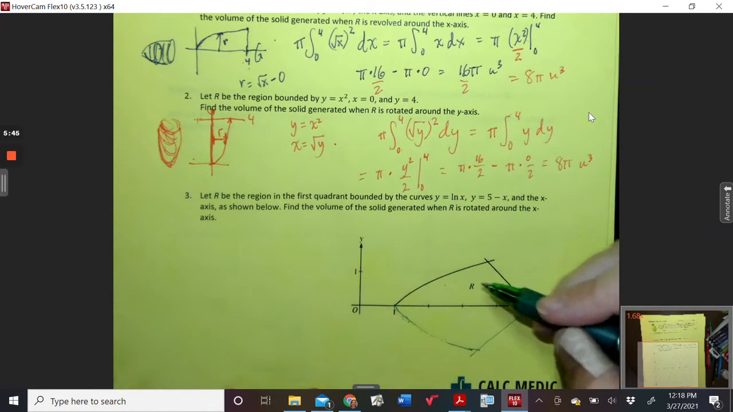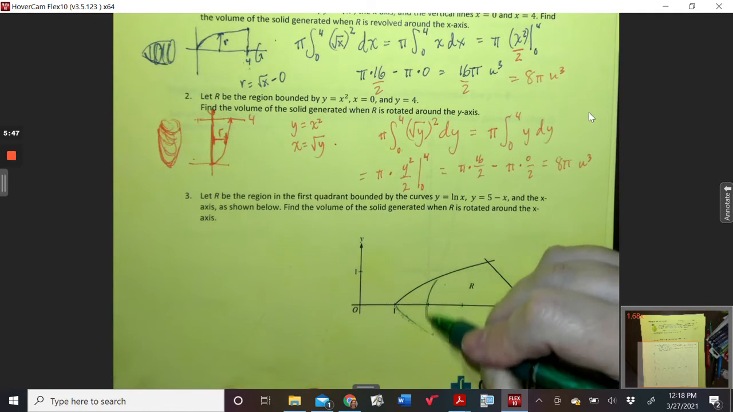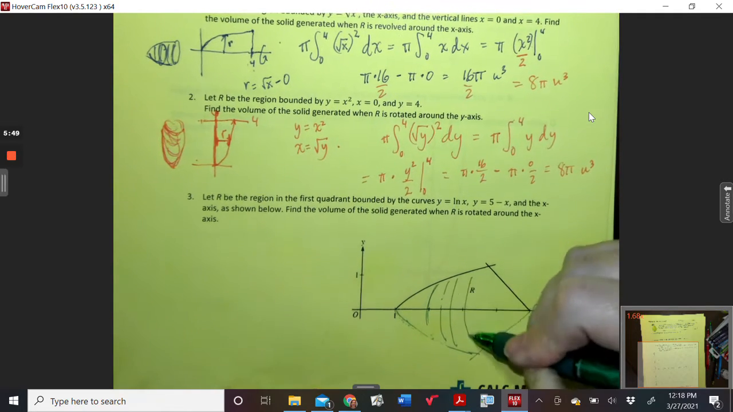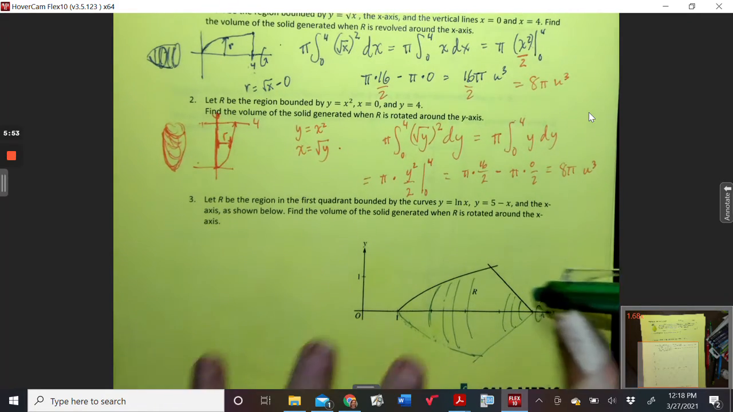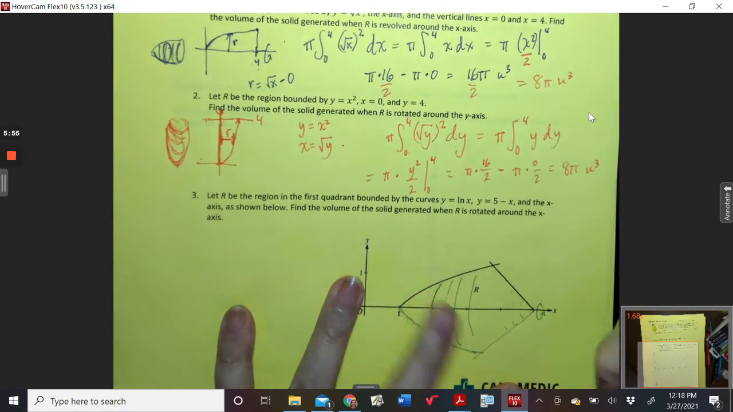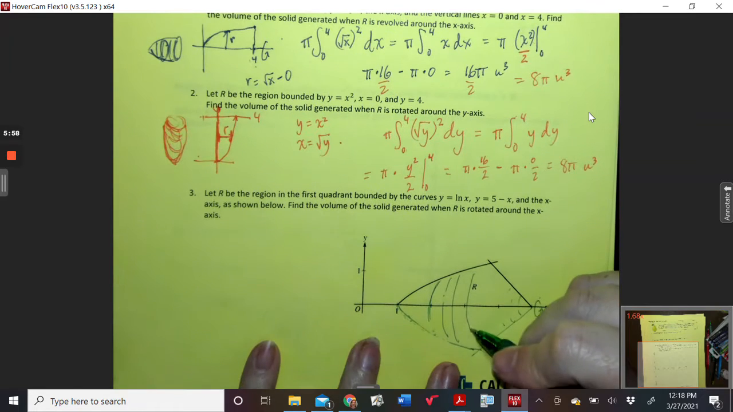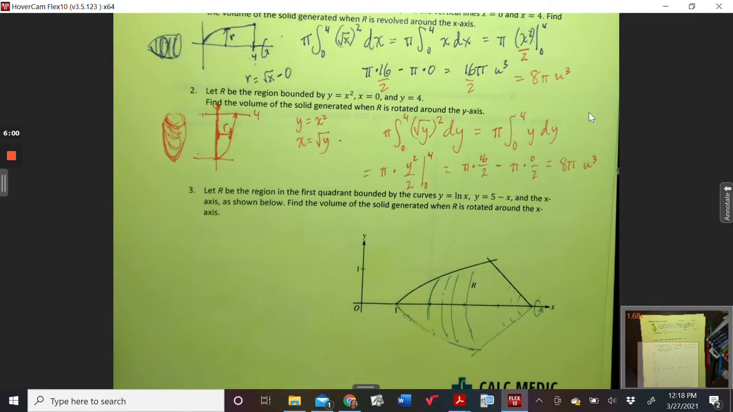I'm going to get this shape as a circle. It's going to be circular. So we're going to have a cone on that part. Anyway, okay, so that's the idea.